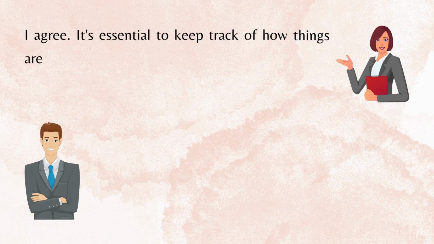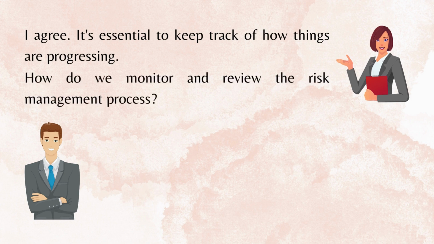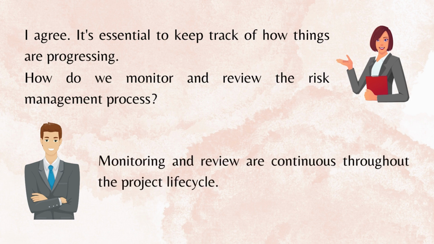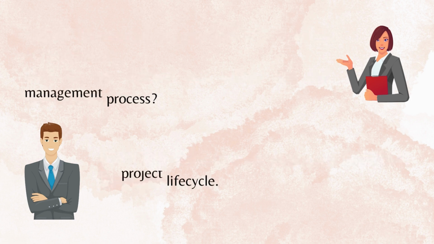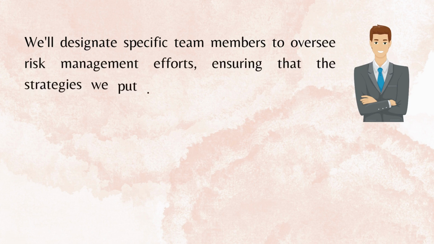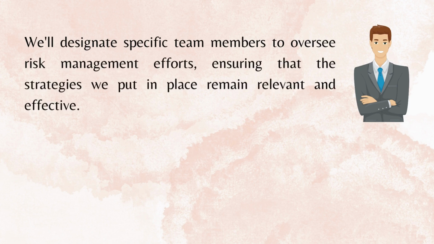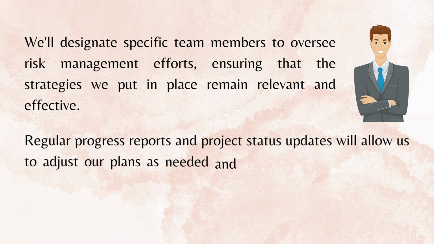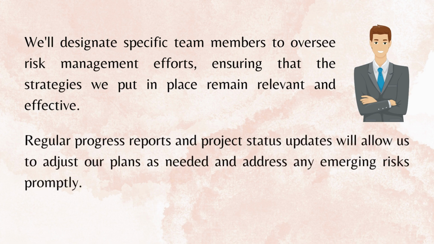I agree. It's essential to keep track of how things are progressing. How do we monitor and review the risk management process? Monitoring and review are continuous throughout the project lifecycle. We'll designate specific team members to oversee risk management efforts, ensuring that the strategies we put in place remain relevant and effective. Regular progress reports and project status updates will allow us to adjust our plans as needed and address any emerging risks promptly.